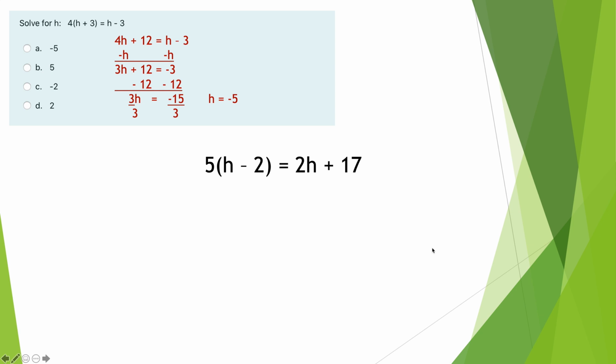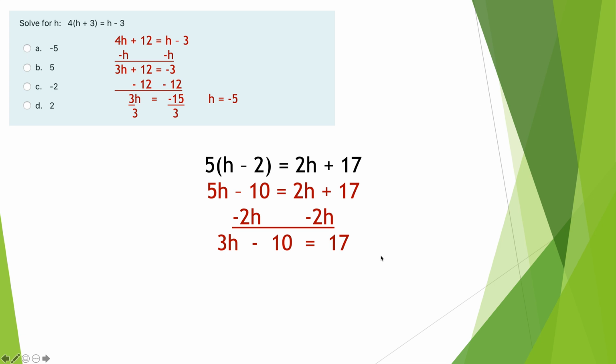Okay, so we distribute the 5. That will give me 5h minus 10 equals 2h plus 17. Subtract 2h from both sides. That gives me 3h minus 10 is equal to 17. Add 10 to both sides, and I get 3h is 27. Dividing by 3, h is 9.